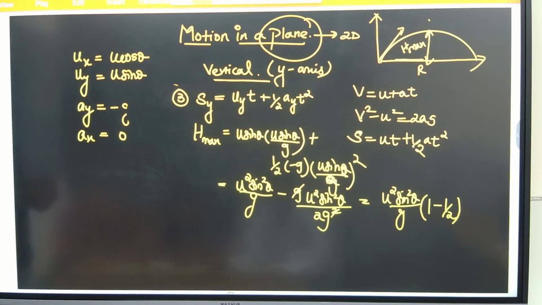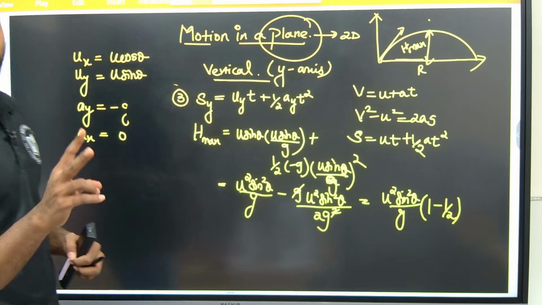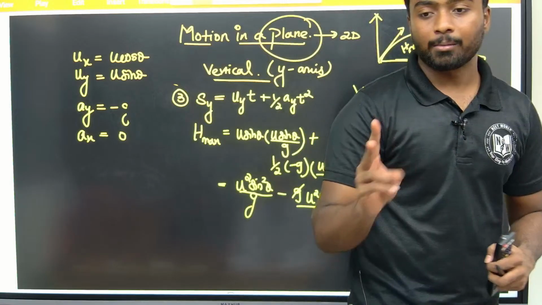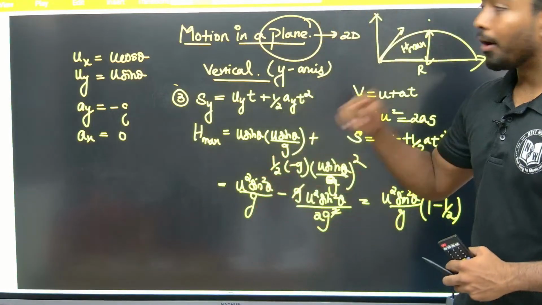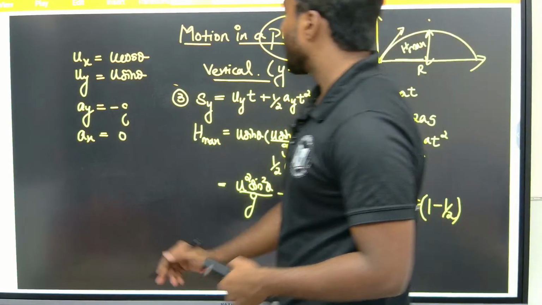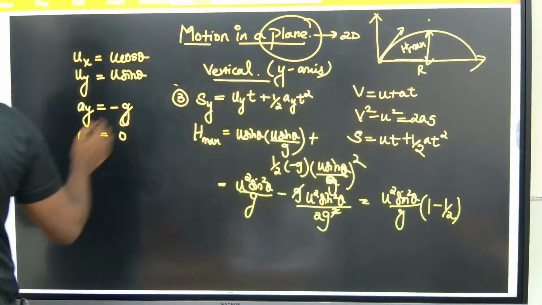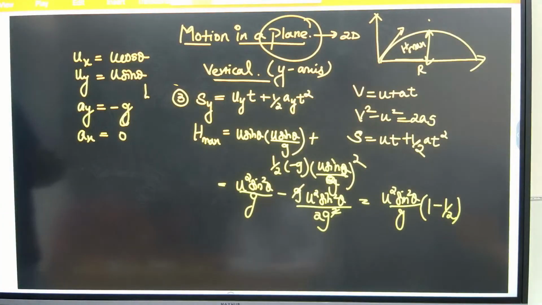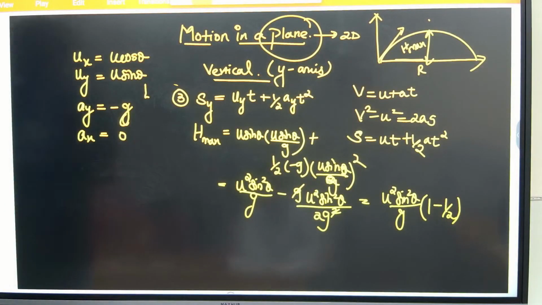Got it? So what we got now? Two things we got, time of flight and then maximum height. Now we will go for the horizontal component, which is nothing but the range. Completed? You can note down this first.